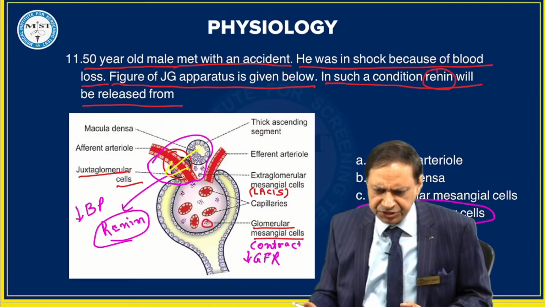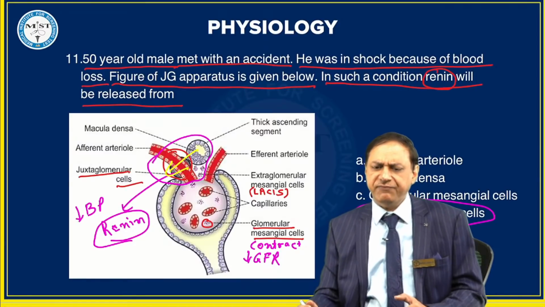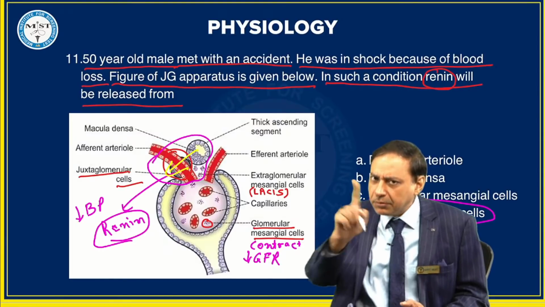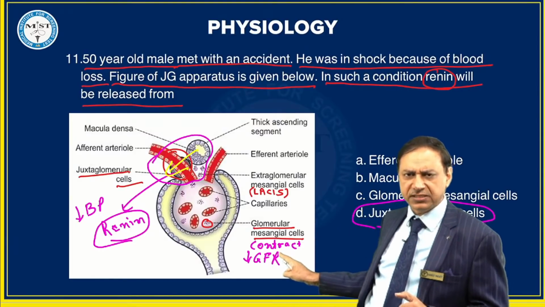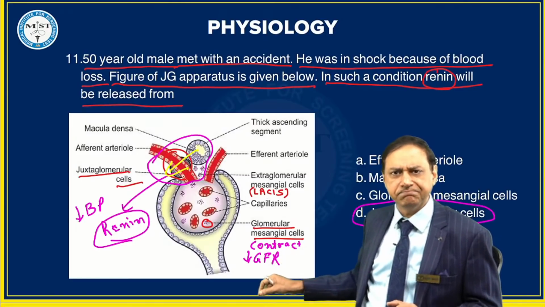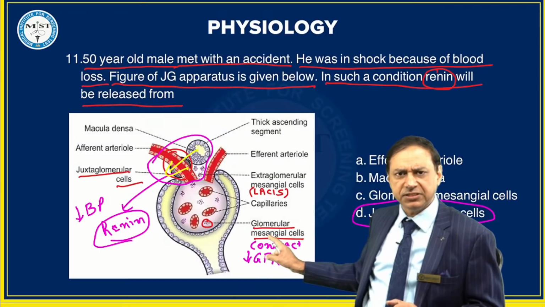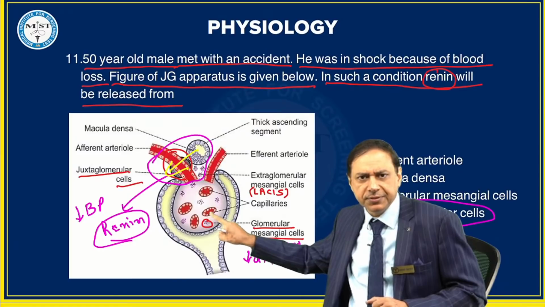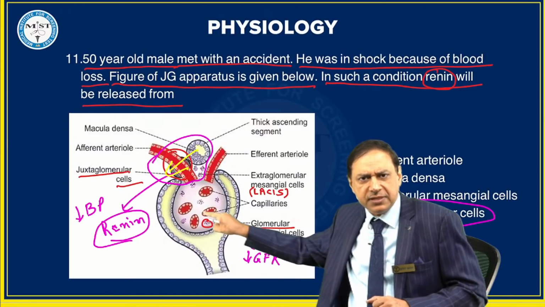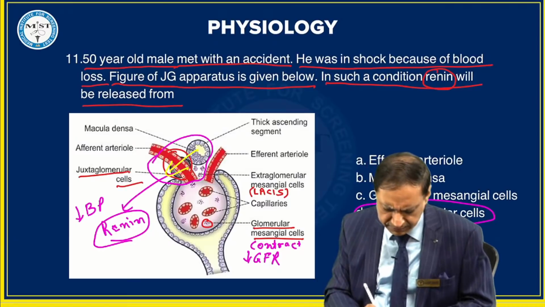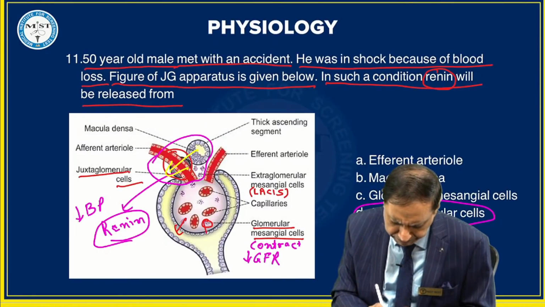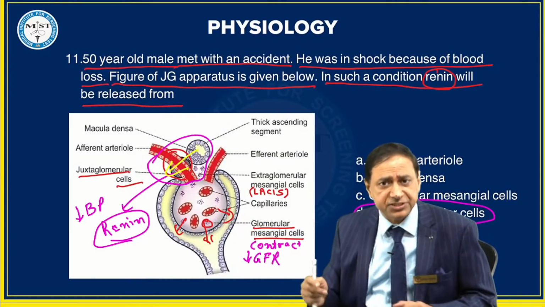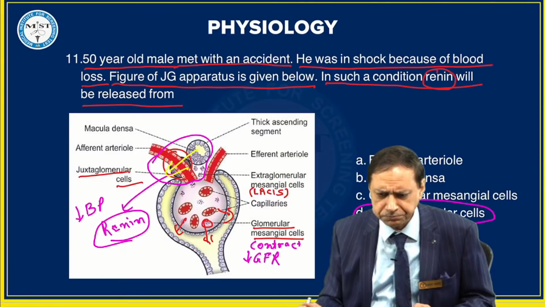Mahan Sharma asks, which mesangial cell regulates GFR? Glomerular or extraglomerular? Glomerular. GFR is regulated by this mesangial cell. This mesangial cell is a contractile cell. When this contracts, GFR will be reduced. This GFR is regulated by glomerular mesangial cells.